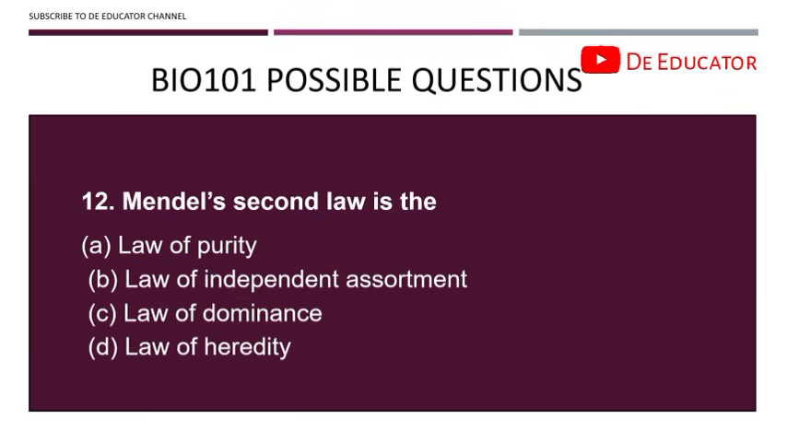Next question, Mendel's second law. Mendel's second law is known as the law of independent assortment. There's a particular law that is known as the law of purity. That is the segregation law. It's also known as the law of purity. So you might not see segregation, but you definitely see purity. Just know it's the same thing.